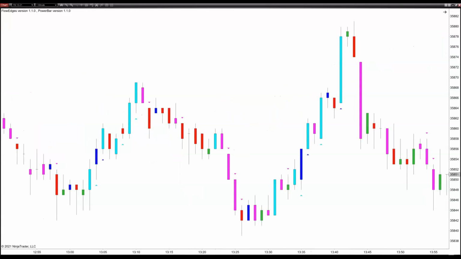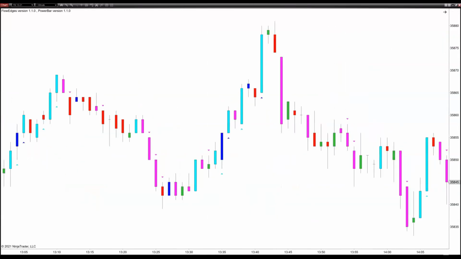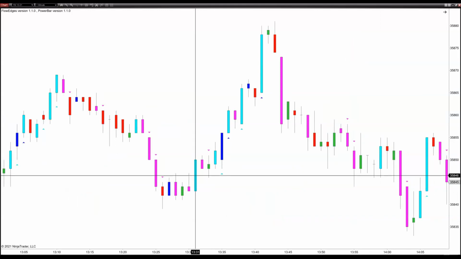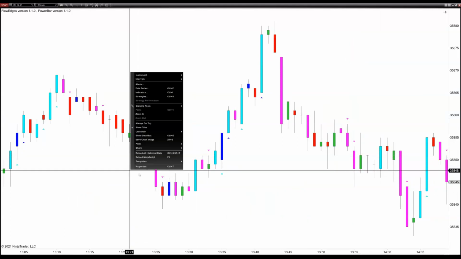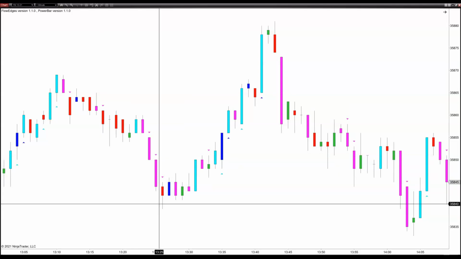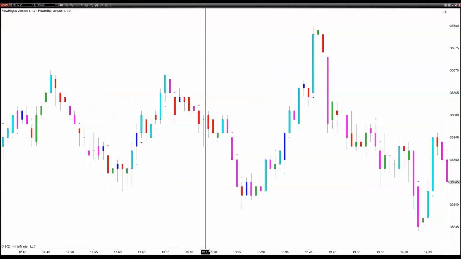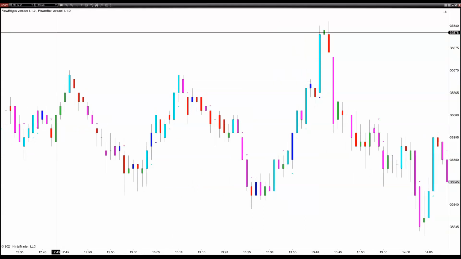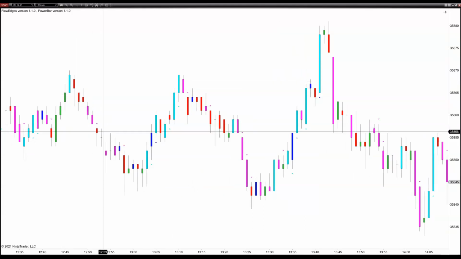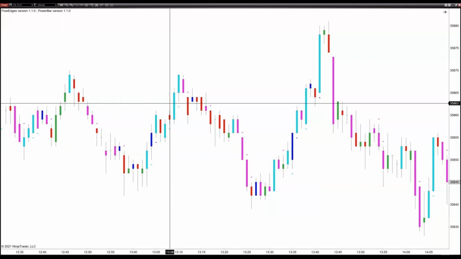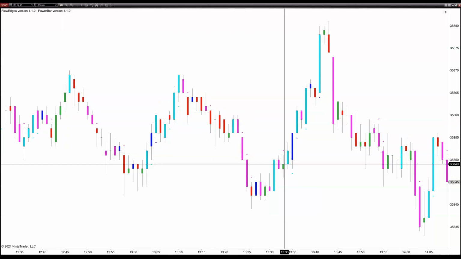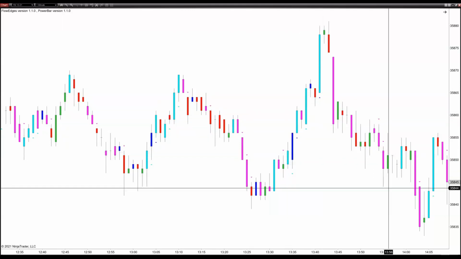Oh, I think I got power bars as magenta also. Power bars are the cyan color. Power bars are the magenta as well. Actually, you can see how, again, this is a 1 minute chart. You can sort of see the trends going on here. Blue, blue, blue, magenta, magenta, magenta, blue, blue, blue, magenta, magenta, magenta.